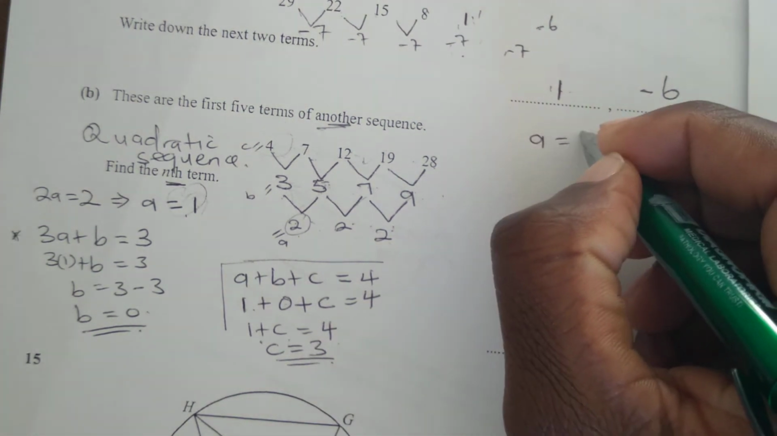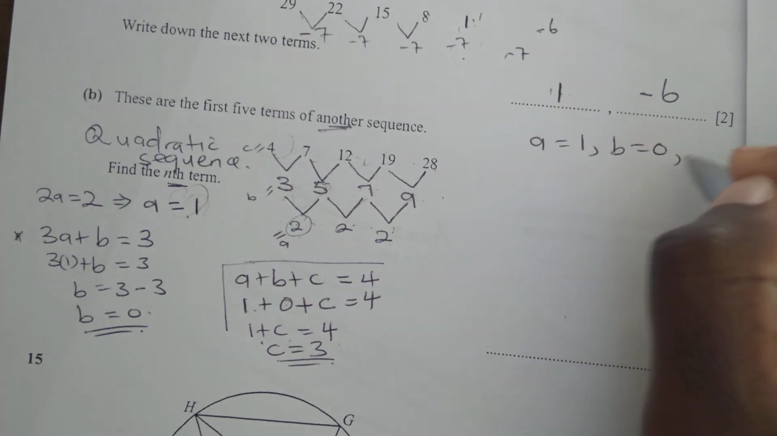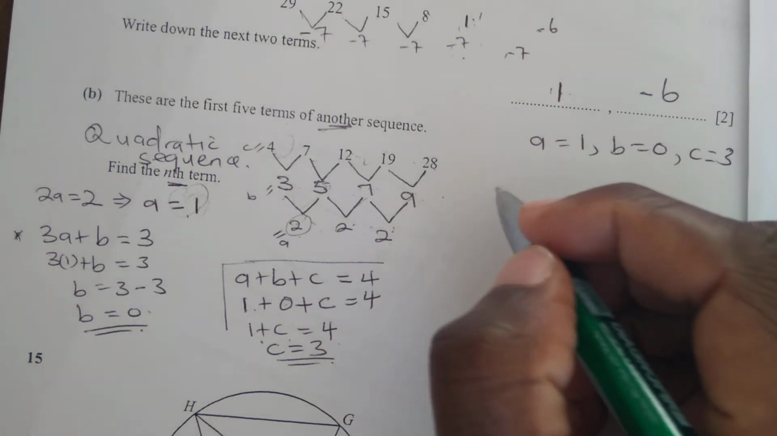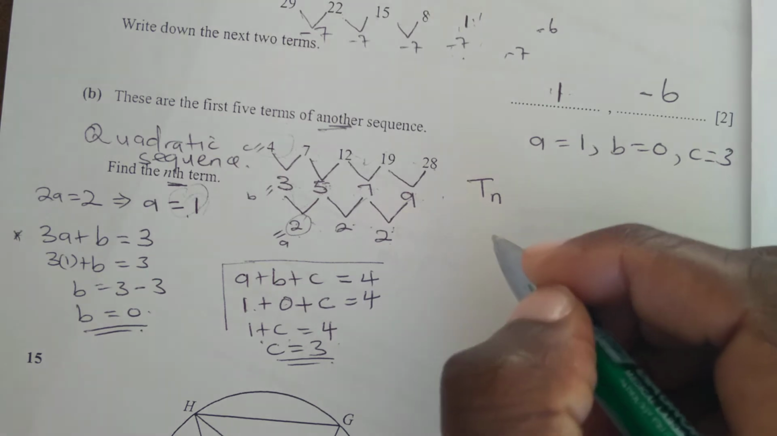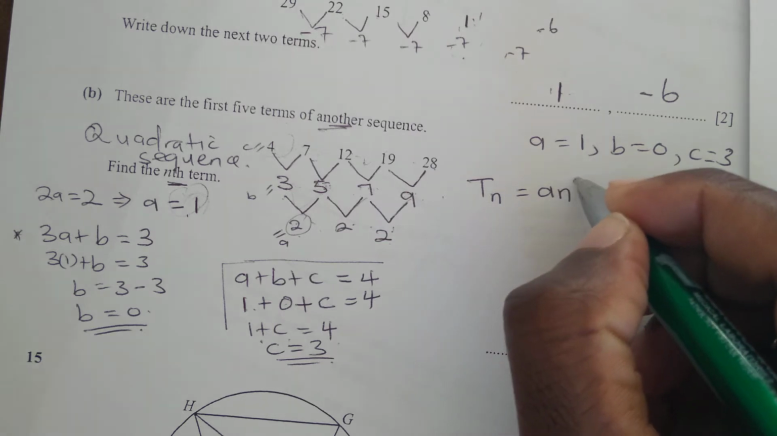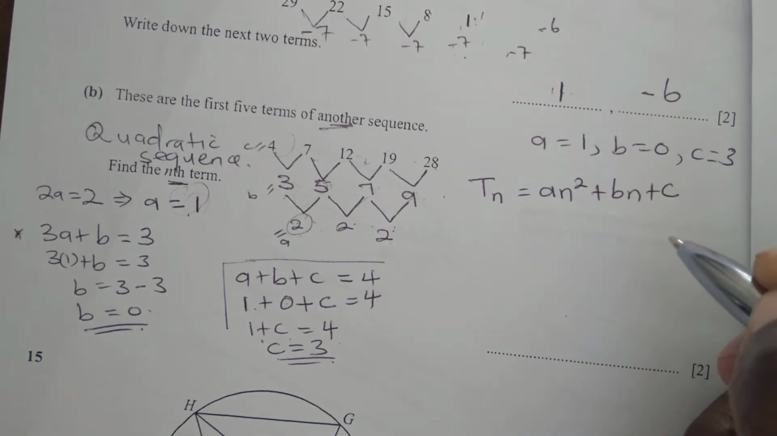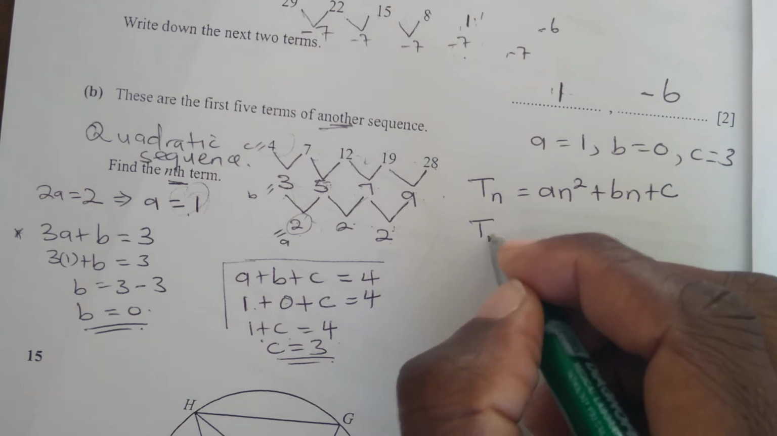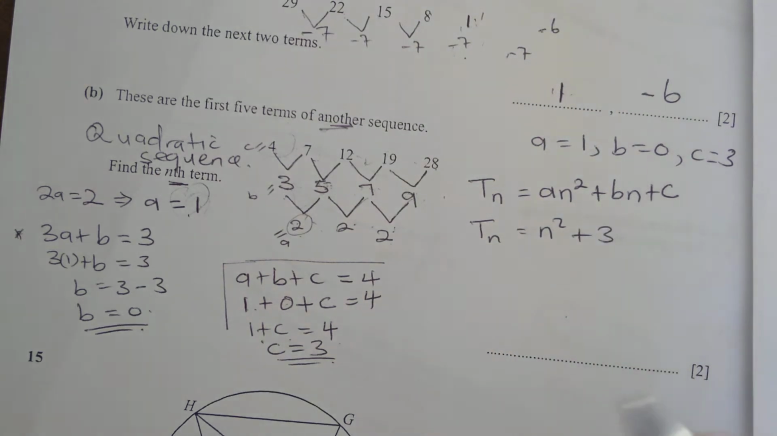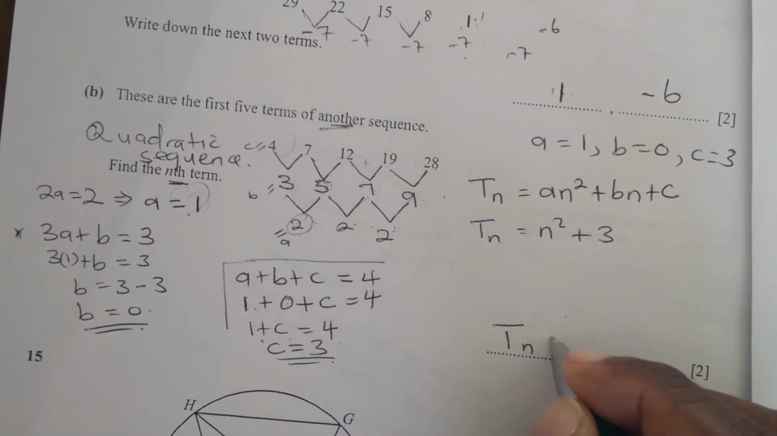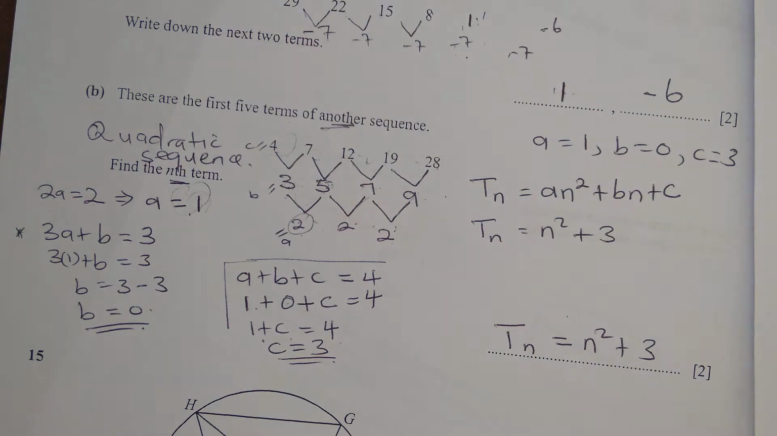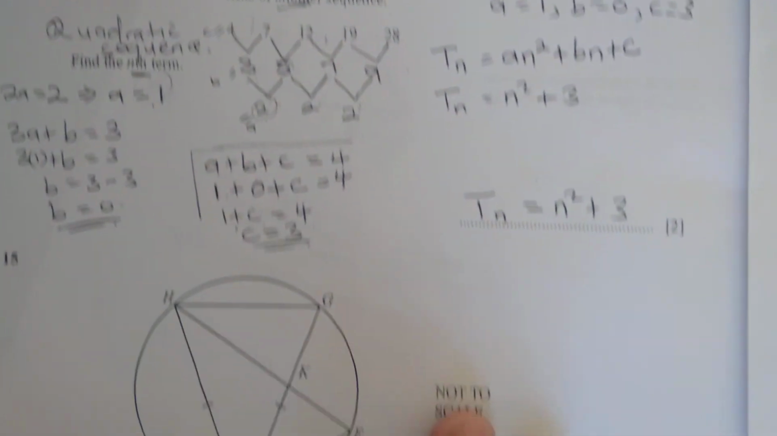So now I have A, 1, B, nothing, C, 3. What is the quadratic formula like in terms of n? The nth term is therefore given by the quadratic sequence, which says an squared plus bn plus c, where a is 1, so this becomes n squared, b is nothing, c is 3. So your final answer, nth term, is n squared plus 3. Pretty good.